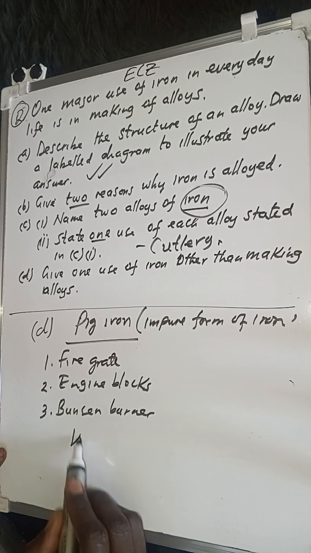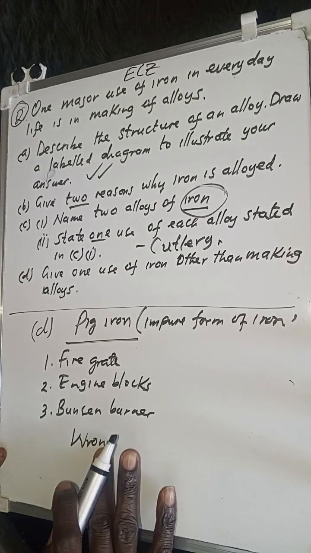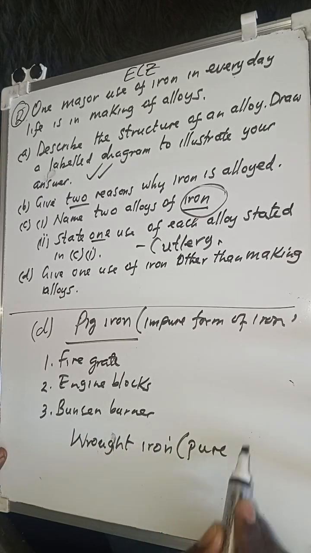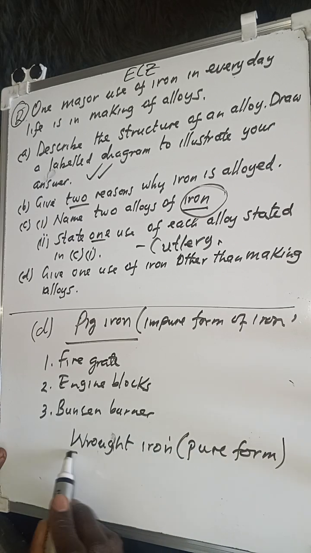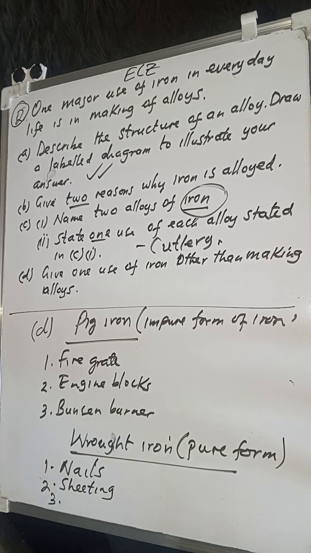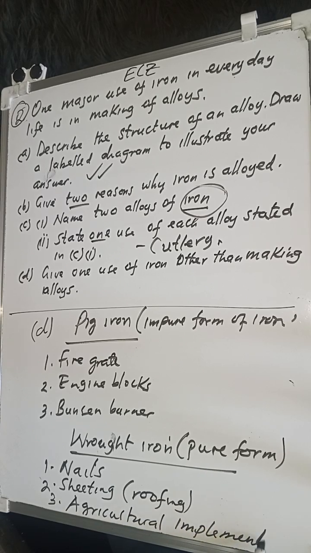But if you are dealing with the purest form of iron that we call wrought iron, wrought iron is a pure form of iron. You can use it for making maybe nails. You can also use it for making roofing sheets and the like, and other things that you can do. You can also make agricultural implements, things that are used in agriculture. So these are some, and many others that you can talk about.